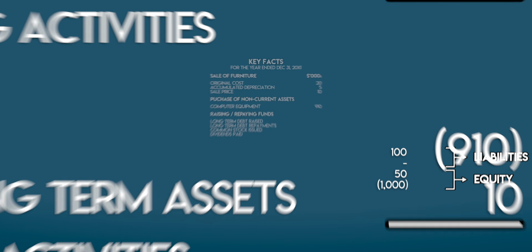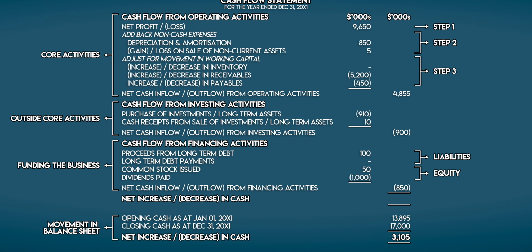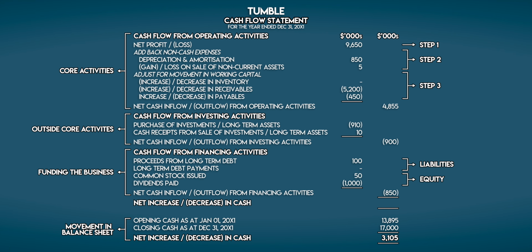We can pull all these numbers through into cash flow from financing activities. Tumble received $100,000 in cash from long-term debt. They raised another $50,000 in equity, and they paid out $1 million in dividends. So that's a net cash outflow from financing activities of $850,000.